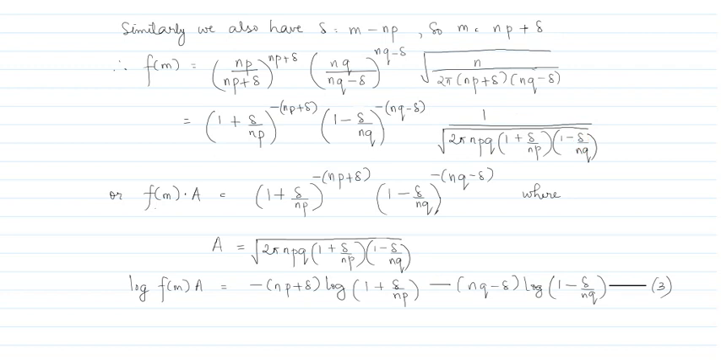Now, this term, root of 2 pi npq times 1 plus delta by np times 1 minus delta by nq, I am putting it as some capital A, just for convenience sake. And I am taking this capital A to the LHS. So my LHS becomes Fm times A, equal to this term times this term. That's what I have here.